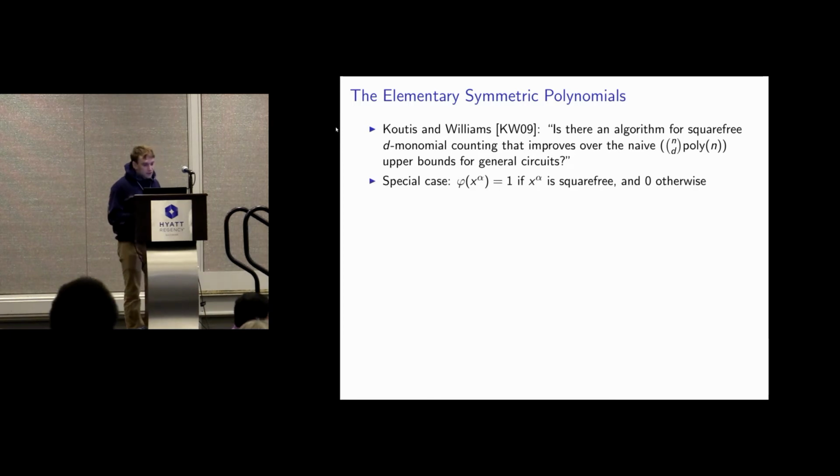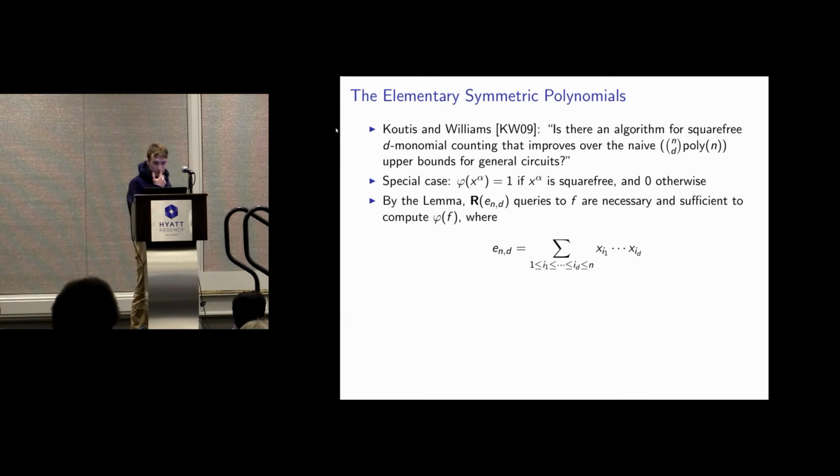And so this corresponds to the case where the linear functional is equal to 1 on all square-free degree d monomials and 0 on all other monomials. So then phi valued at f is just the sum of these coefficients. And by the lemma, the number of queries is equal to the Waring rank of the degree d elementary symmetric polynomial in n variables. And this just follows immediately.